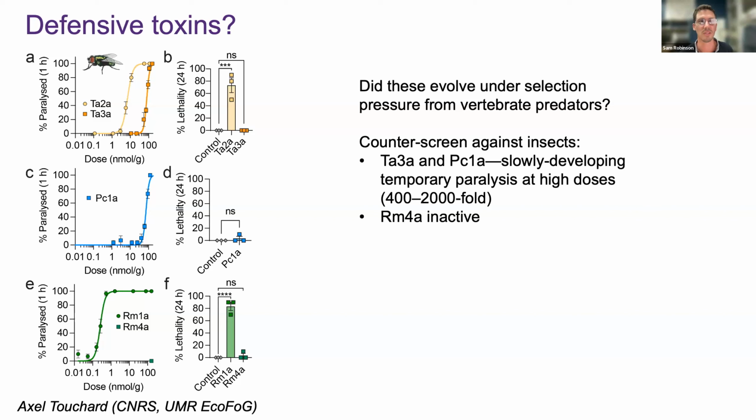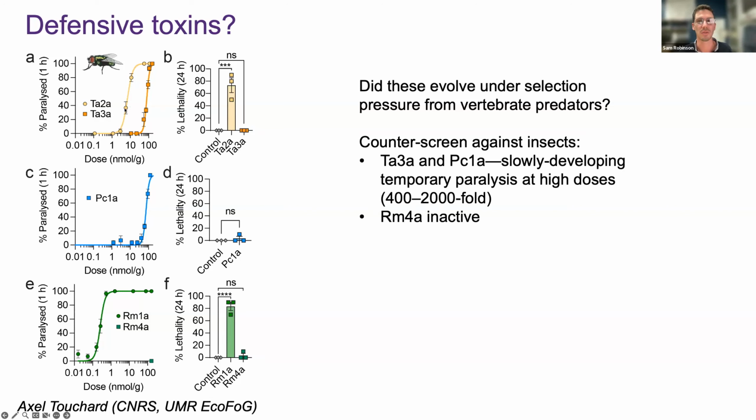The way I tested that was to inject the same toxins, but also some other toxins from these venoms, into different insects. I'm showing data here from blowflies that Axel Touchard collected. And what you can see, we'll look at the T. africanum one first. TA3A, which is our pain-causing peptide, did have some activity, but only at really, really high doses. And what it caused there was this slowly developing temporary paralysis. And again, I stress this is at really high doses, and it wasn't lethal.